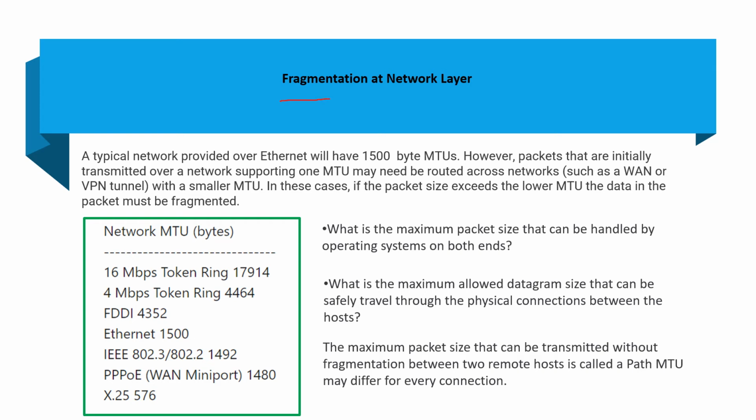Now let's talk about fragmentation and the network layer. A typical network provided over Ethernet will have a 1500 byte MTU configured on all the interfaces. But since we are talking about the internet, you might have different media involved in between, which you cannot guarantee. So your MTU value will differ from one physical media to another. Fragmentation is not a good sign for quality and performance, so we should avoid fragmentation. We are going to look at how SD-WAN takes care of fragmentation and gives us better performance.